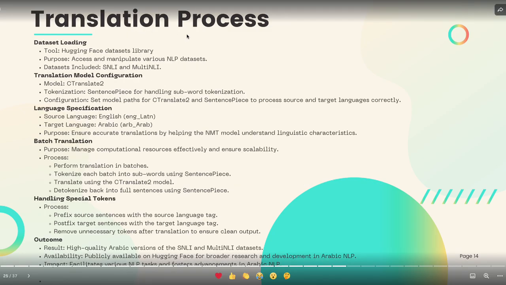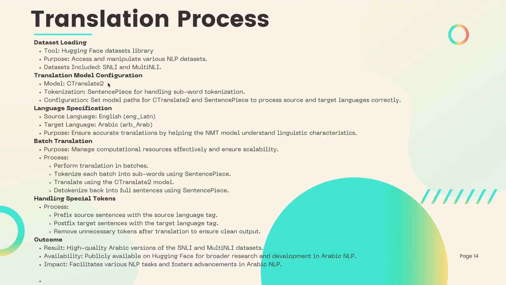Then, moving to the translation process, we used the CTranslate2 model, which is an OpenNMT machine translation model, and it is very efficient. The datasets are uploaded on Hugging Face, of course, and we just load them. Then we use the model along with tokenization using SentencePiece, and we do some configuration by setting the language specifications and handling the special tokens and everything.